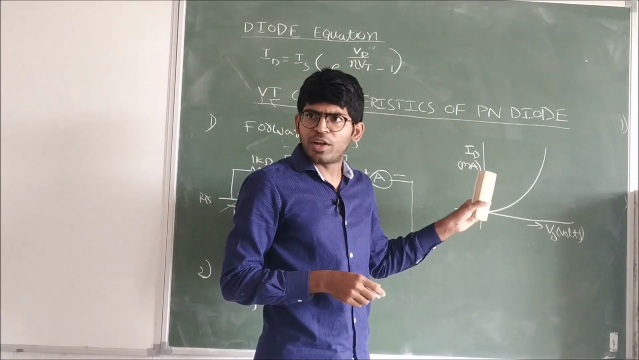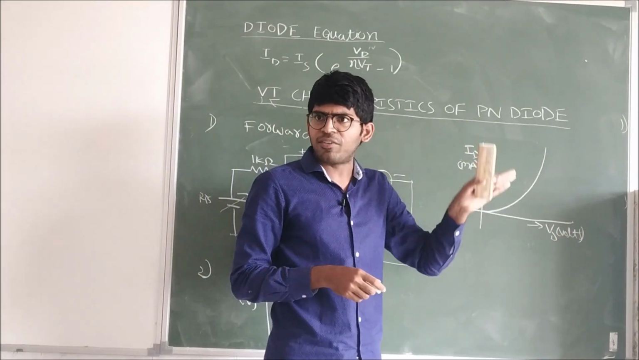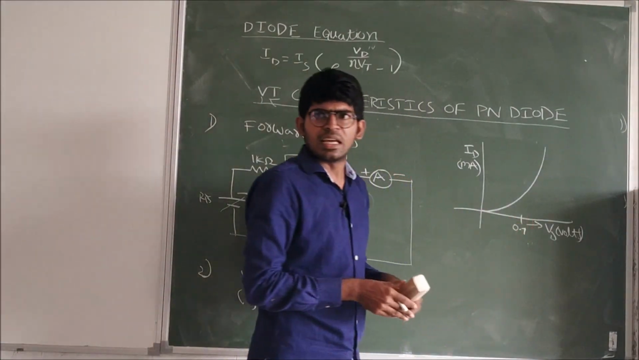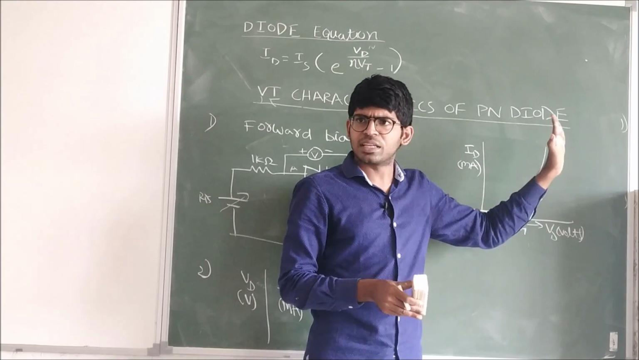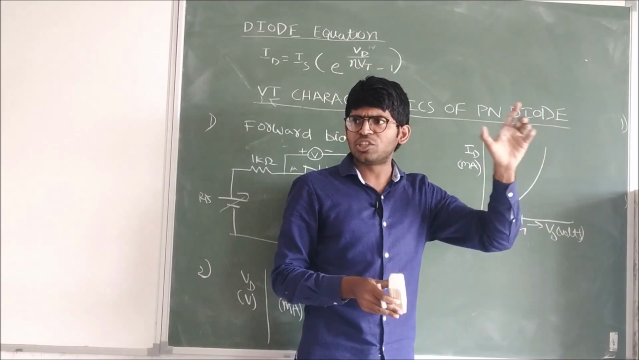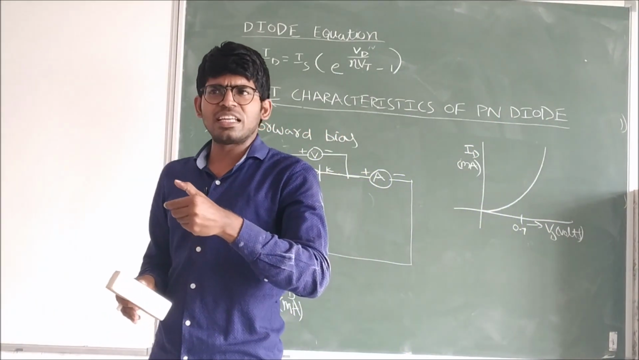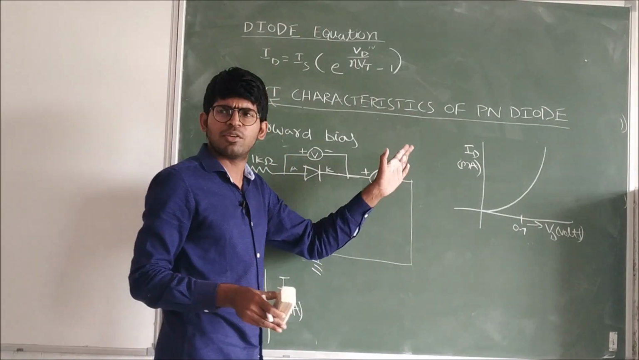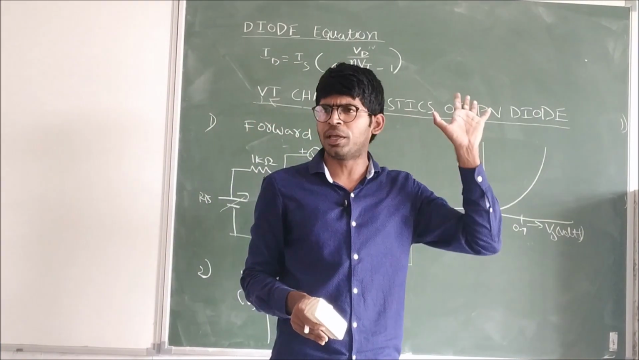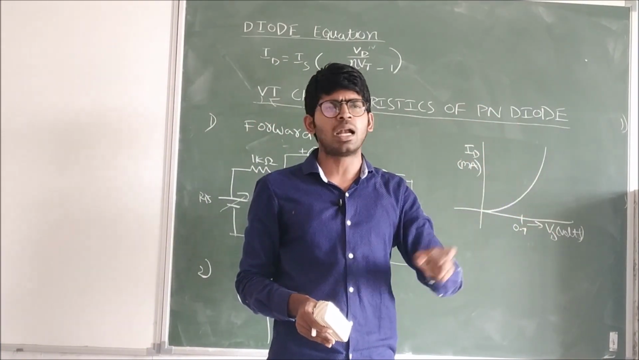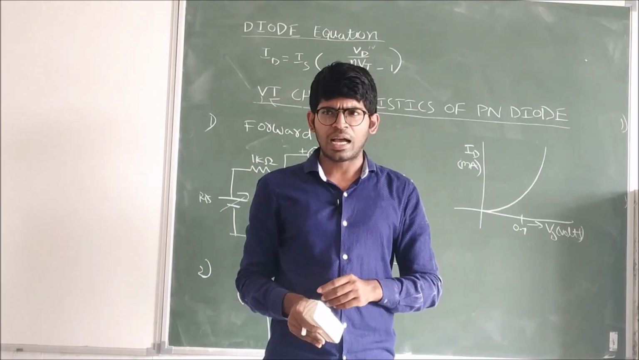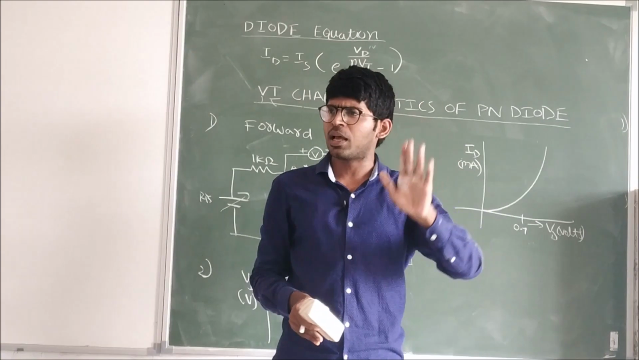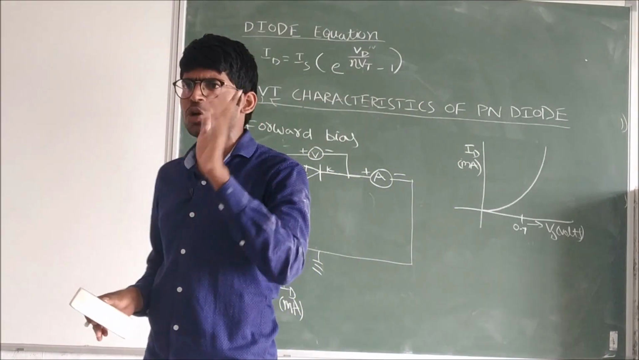While taking the readings, when we draw the readings on the graph, we observe that after 0.7 volts, suddenly the current is rising. Until 0.7 volts, the current is very small, a negligible amount. But after 0.7 volts, the current is rising sharply. So this voltage is called the knee voltage or cutting voltage, because at this voltage the current is rising very sharply, and it is also called the threshold voltage.